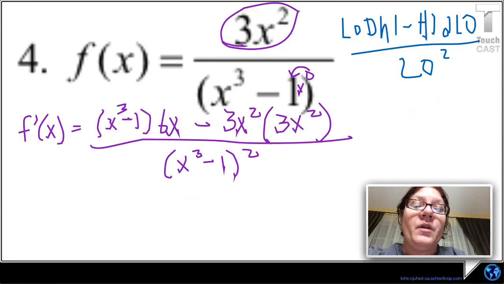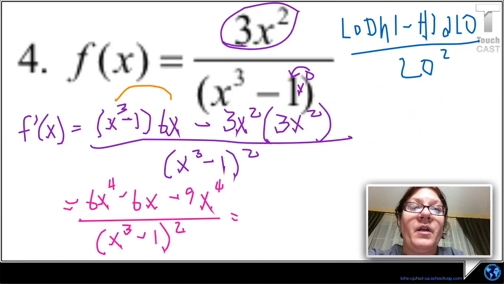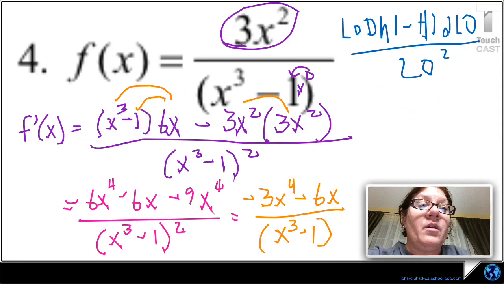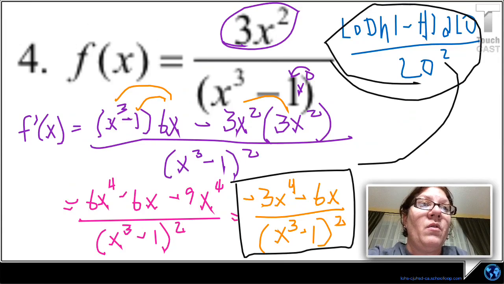Alright, so I got to tidy it up. I'll simplify the top by doing some distributing. So check my multiplication, make sure I distributed everything correctly. And now when I combine like terms, I'll have -3x to the 4th minus 6x all over x cubed minus 1 quantity squared. Final answer. And you just used quotient rule. Low d high minus high d low over low squared.